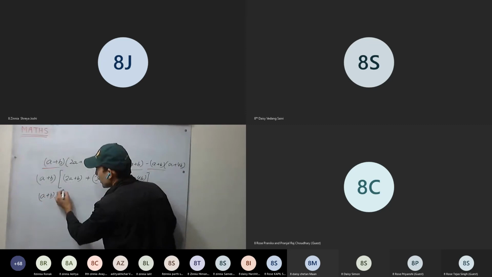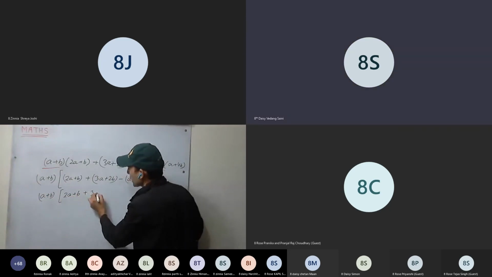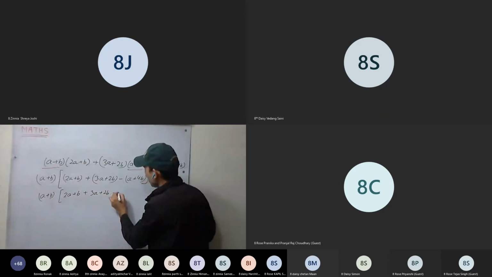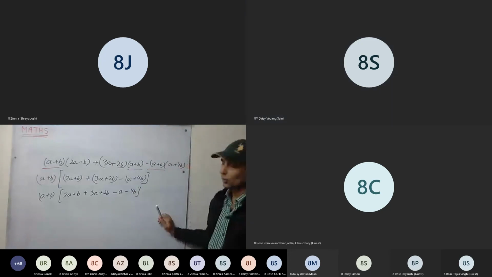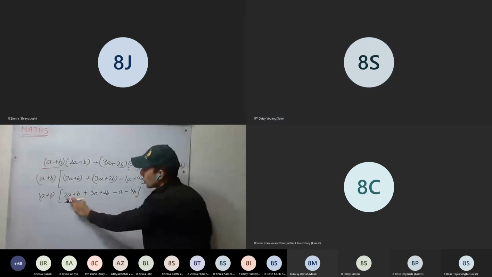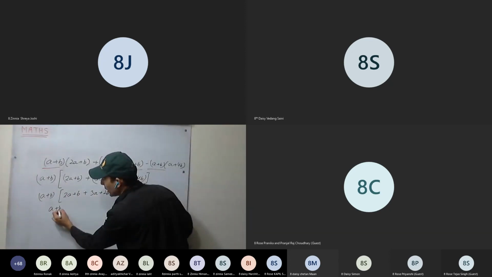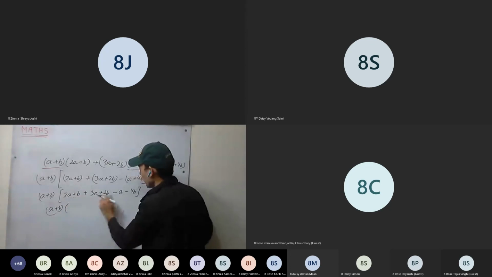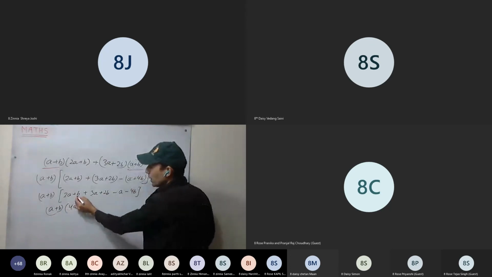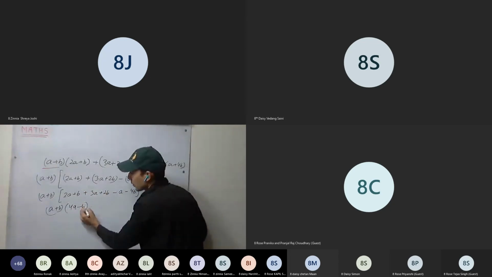(a + b)[2a + b + 3a + 2b − a − 4b]. Now open the bracket: minus a, minus 4b. Now solve within the bracket. 2a plus 3a is 5a, minus a is 4a. So (a + b), now again back to the simple bracket. So it will be 5a − a = 4a. Now b plus 2b is 3b, minus 4b is minus b.